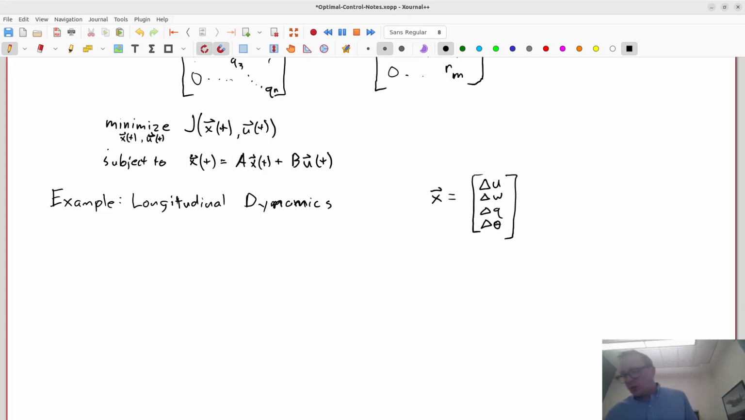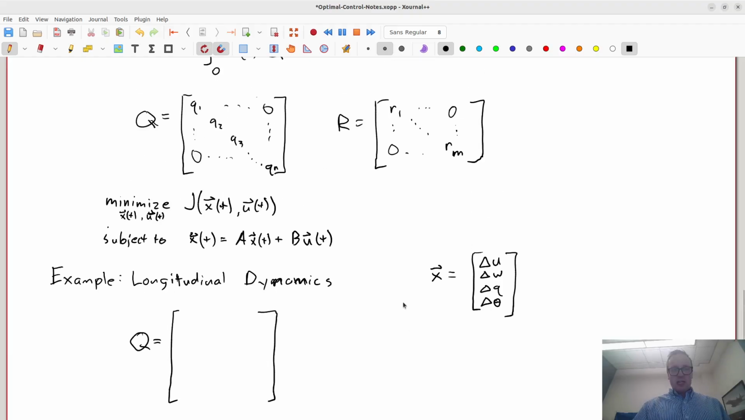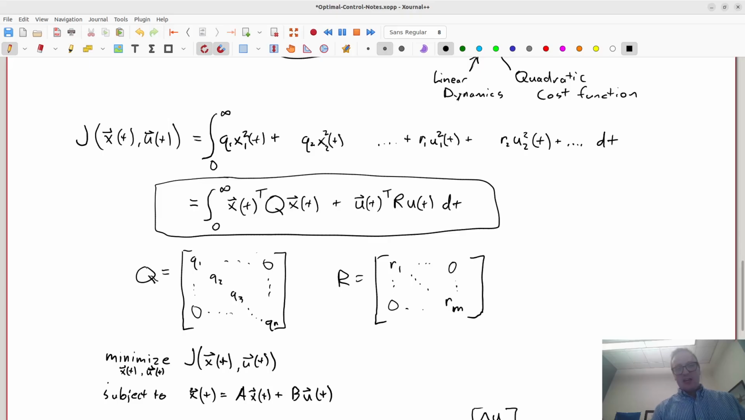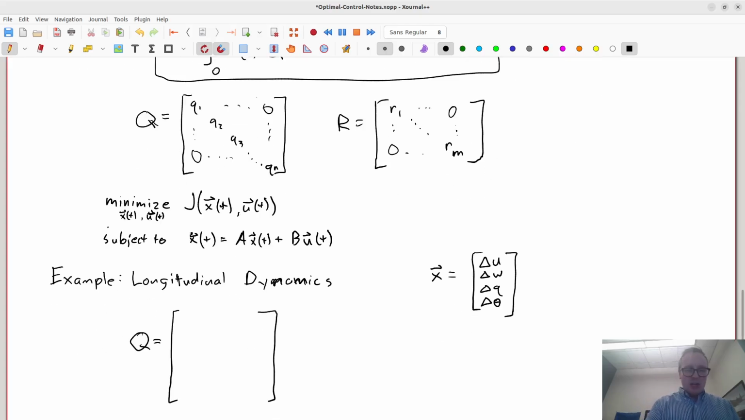To interpret this, our Q cost weight matrix would just be a 4x4 matrix because we're going to multiply it in this objective function by this four-dimensional vector. That's the thing to remember. So Q is going to be a 4x4 matrix, with a weight penalizing u, a weight penalizing w, a weight penalizing q, and then a Q theta.